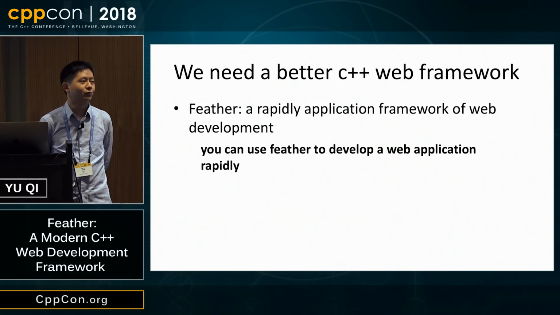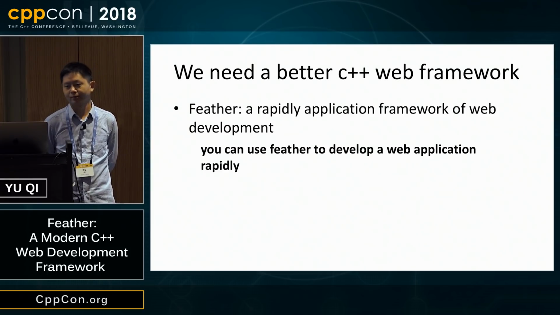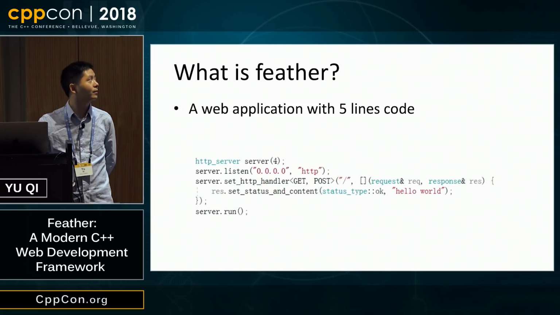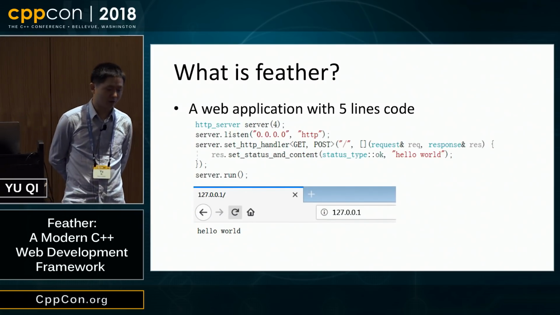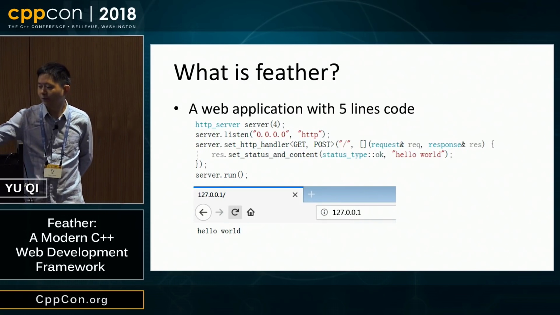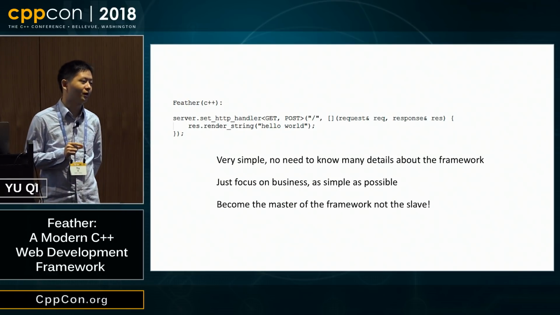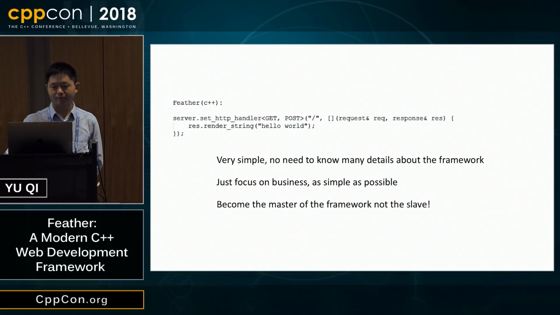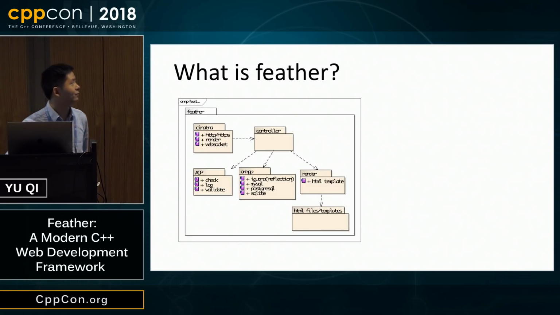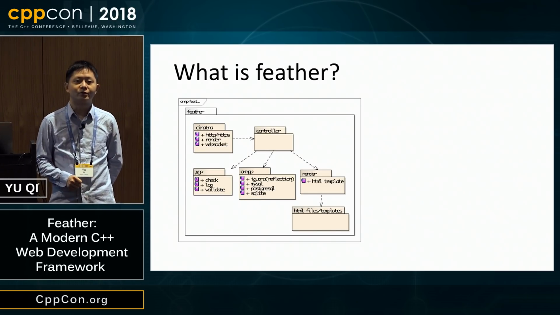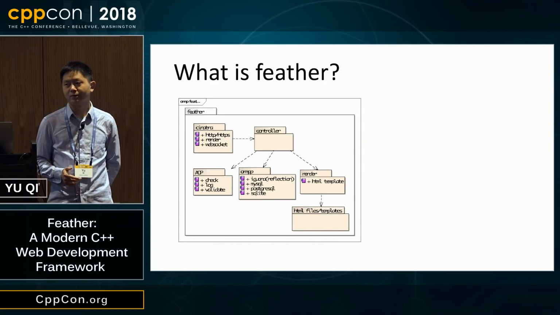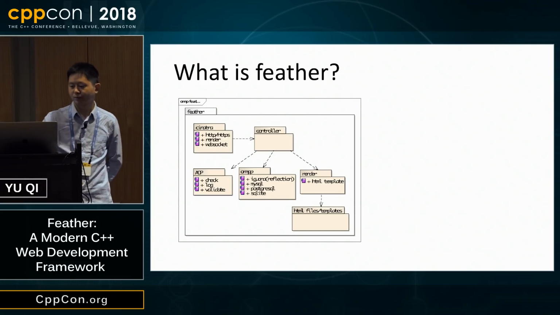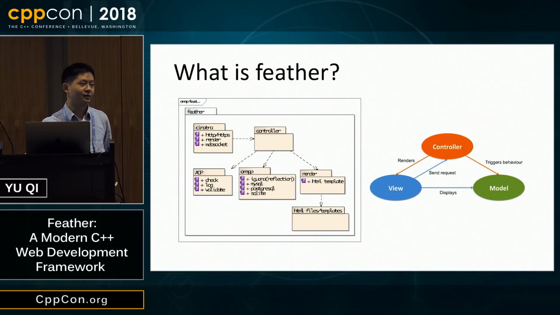You can use Feather to develop a web application rapidly. What is Feather? Okay, let me show you an example here. You can finish a Hello World example in 5 lines of code. It's very simple. You just need to focus on the business. You don't need to know many details of the framework. This is the architecture of Feather. It contains an HTTP server, ORM library, HTML template engine, and also supports AOP. Later I will explain what AOP is and why we need it. And it's also a classic MVC framework.